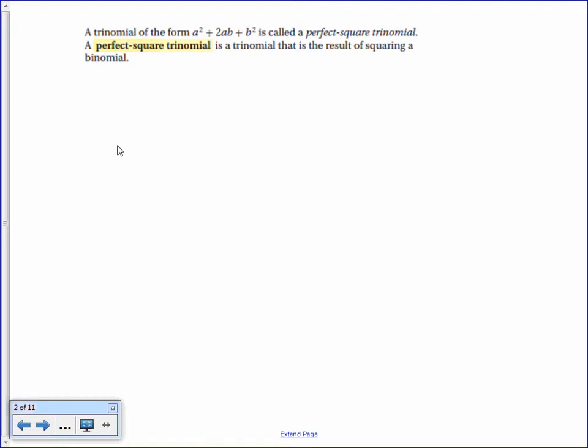So a trinomial of the form a squared plus 2ab plus b squared is called a perfect square trinomial. A perfect square trinomial is a trinomial that is the result of squaring a binomial. So what you're going to see is some binomial, in this case let's just do a plus b. So some a term plus some b term, and it's going to be squared, or you might see it as a plus b times a plus b.